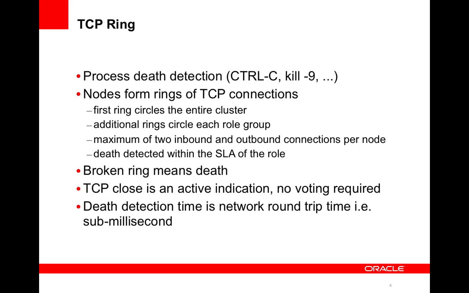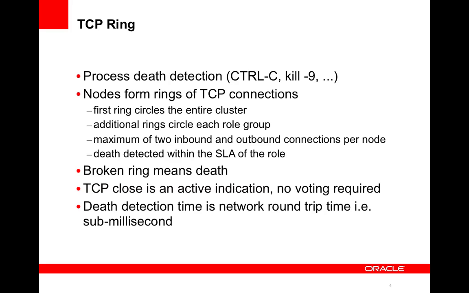There are a number of components used to do death detection. The first one I'm going to talk about is the TCP Ring component, which is used for fast process level death detection, where a process death is something like a Control C, or even something like a kill -9 on Unix, where the process doesn't have a chance to run any shutdown logic at all. So it's up to the remainder of the cluster to identify that it's gone away.